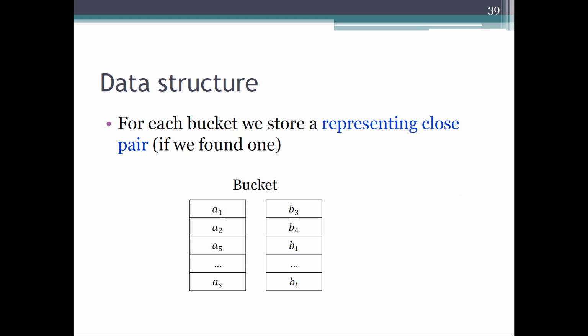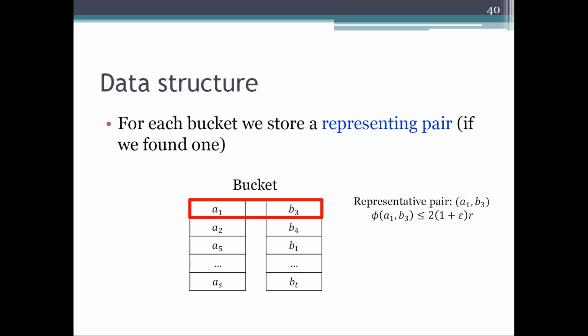For example, assume that we have this bucket here that contains a subset of the points in A and a subset of the points in B. And let's say that we found that the pair A1B3 has distance at most 2 times (1 plus epsilon) times r. In this case, we store the pair A1B3 as the representative pair of the bucket.